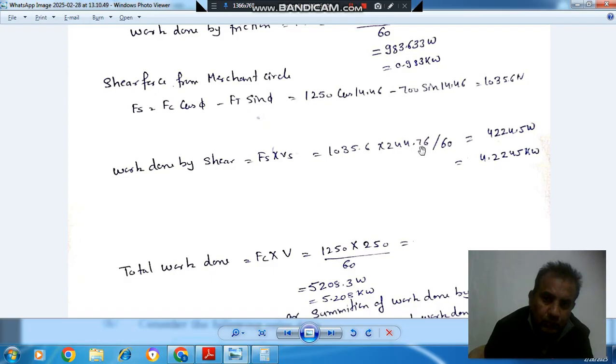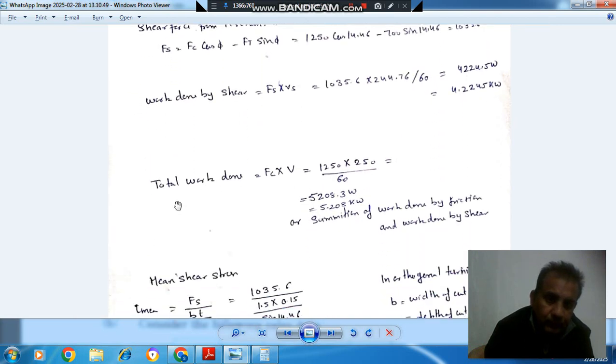So Vs is 44.76 meter per minute and Fs is 1035.6. So it will come out as 4224.5 watt or 4.22545 kilowatt. Okay. So now total work done can also be calculated, that is Fc into V.